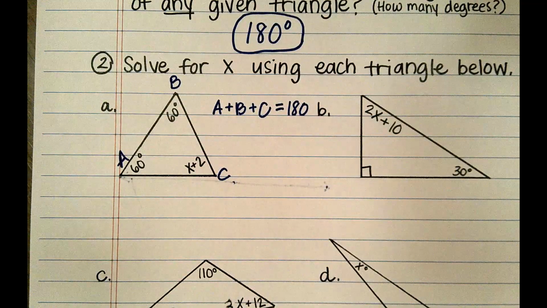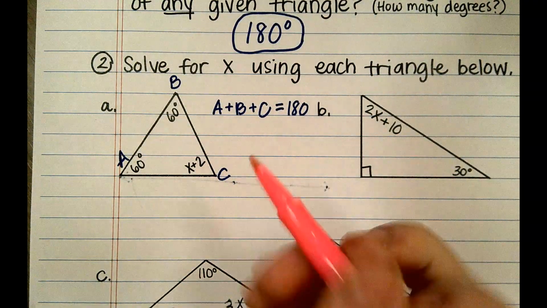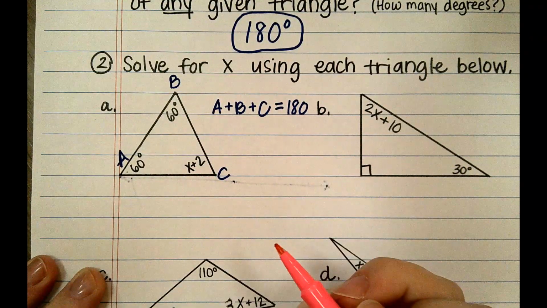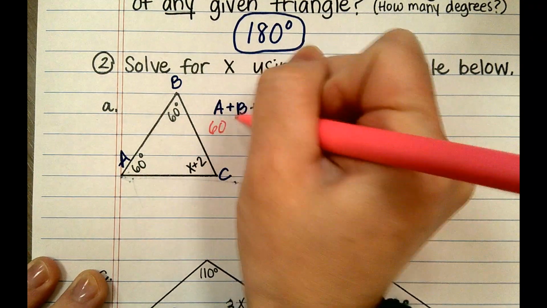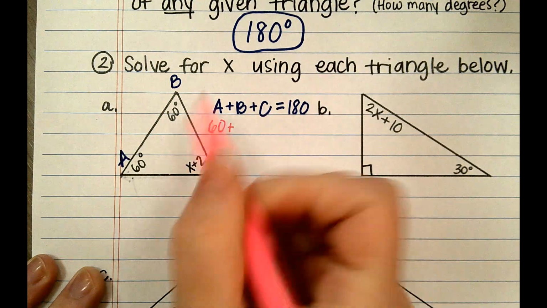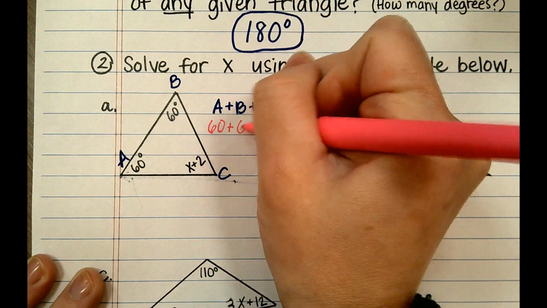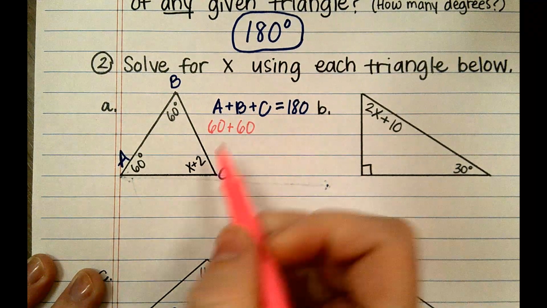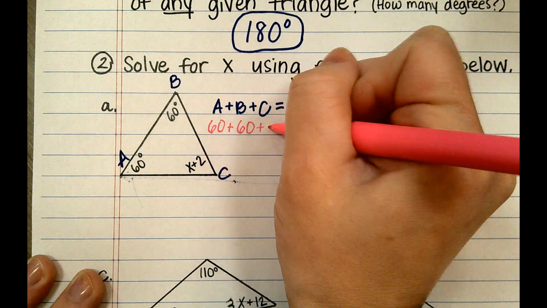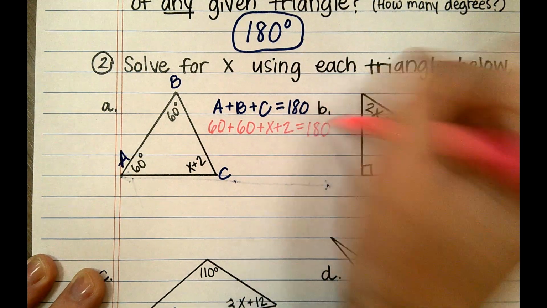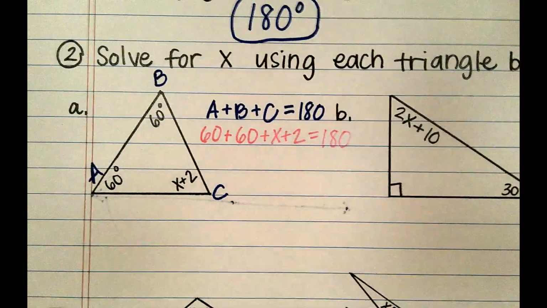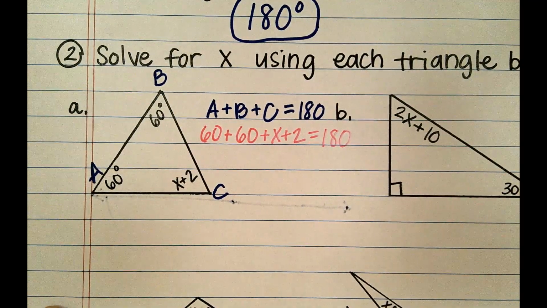60 plus 60 plus x plus 2 equals 180. Good. So all we have to do is replace A with 60. Plus B is also 60. Plus C, x plus 2. Equal 180. And this is just like last unit. Now we can solve for x.